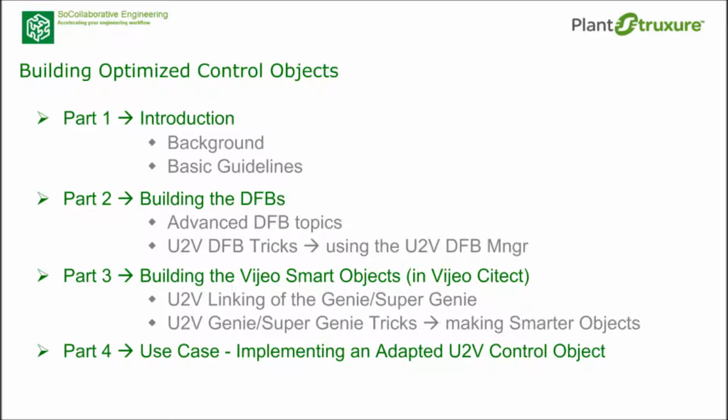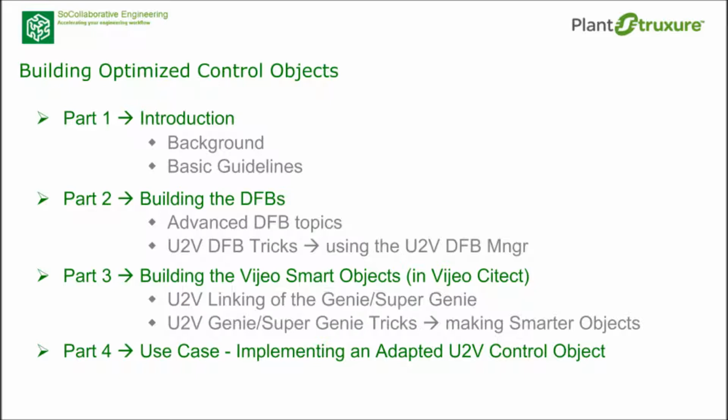Part 2 will focus on the control object, or DFB development. Part 3 on the operational object, and in this series this will be the Vijeo Cytec Genie and Super Genie. And wrapping it up in Part 4, I will take an existing U2V control object, adapt it for additional functionality, and implement the adapted object.